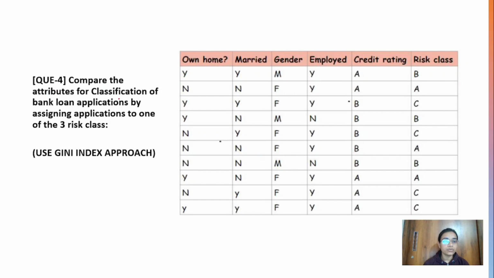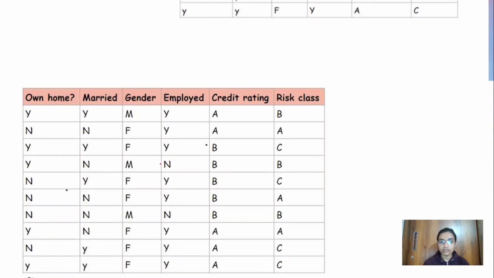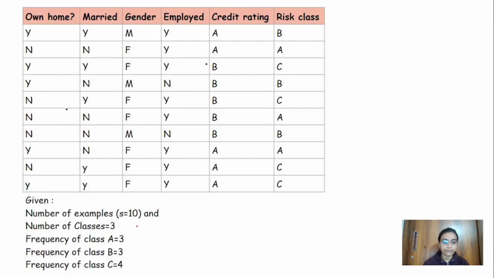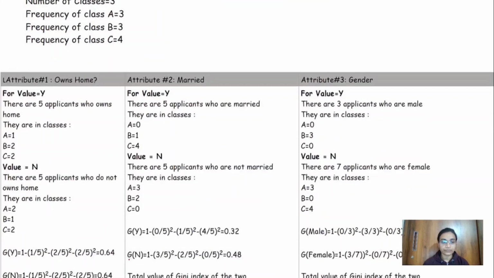Compare the attributes for classification of bank loan applications by assigning applications to one of the three risk classes, but here we are instructed to use the Gini index approach. In the previous question we used the information gain method, but here we'll be using the Gini index method. See, the data set and frequency for the classes is the same as above. Class A has occurred 3 times, class B has occurred 3 times, and the frequency of class C is 4.